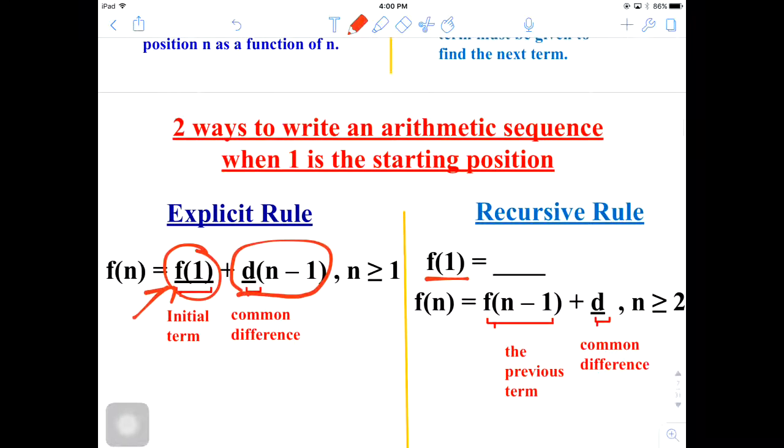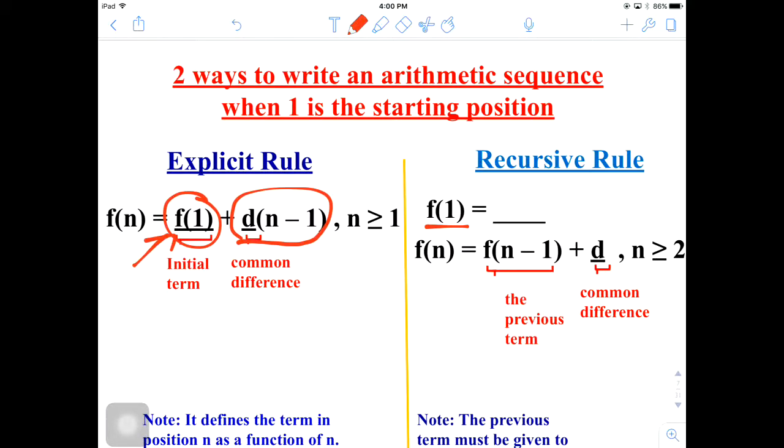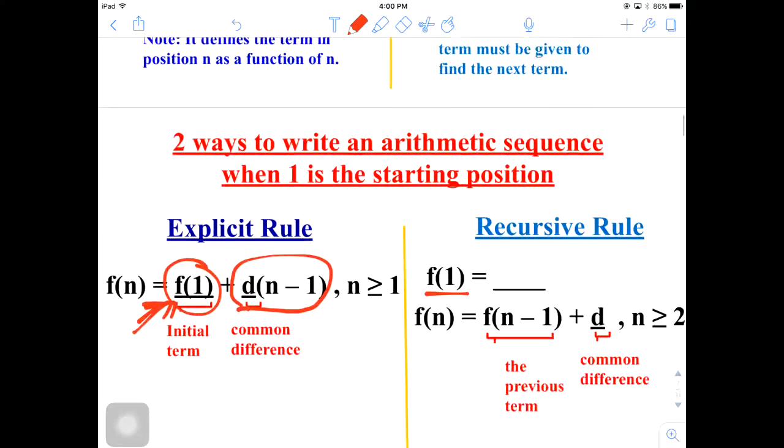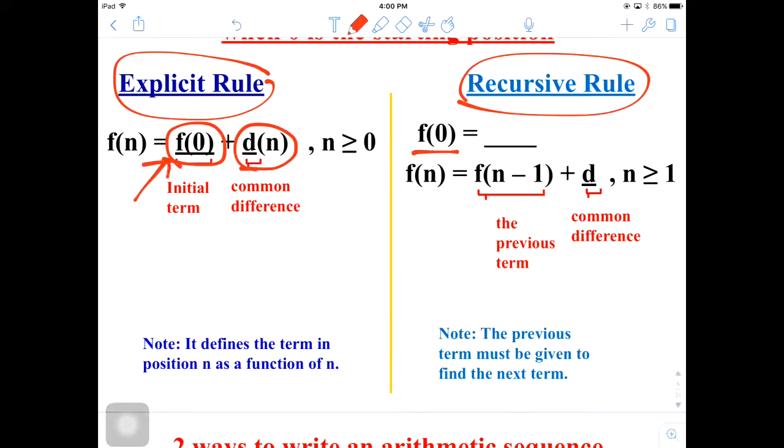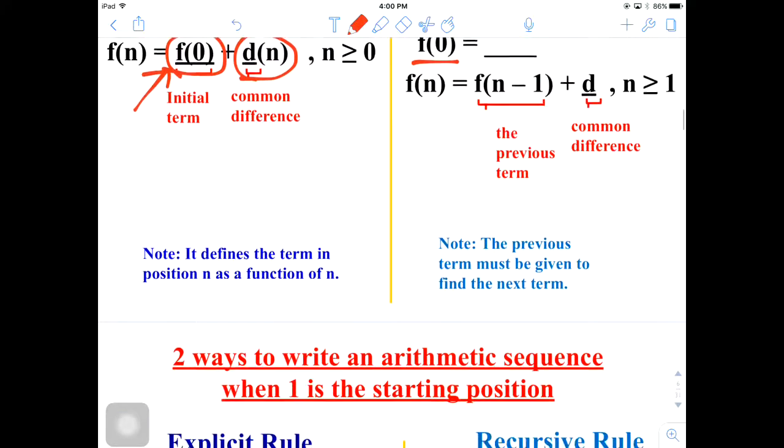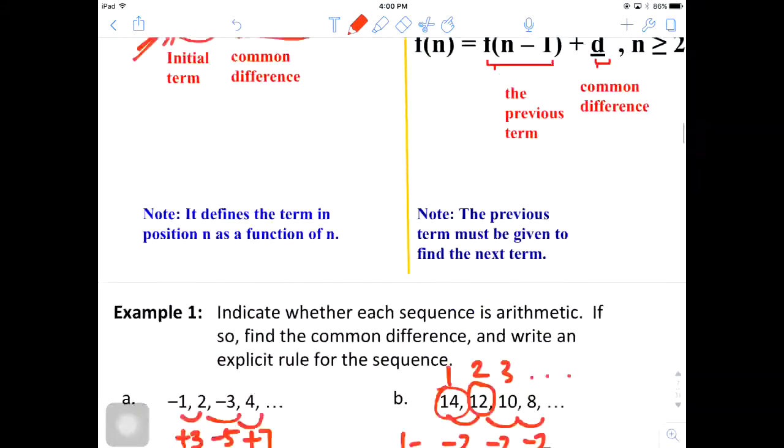The formula right here, this is the first term. There's one also for the 0 term, so technically we can use this. I will show you that it is actually going to give you the same answer. We're going to start with the f of n with the f of 0, so f of 0 plus d times n.